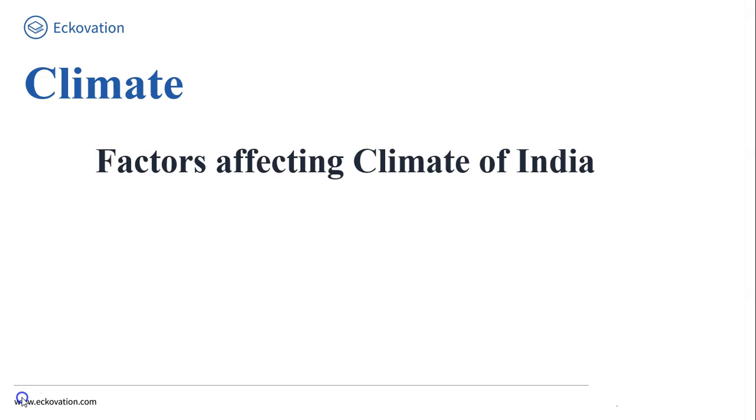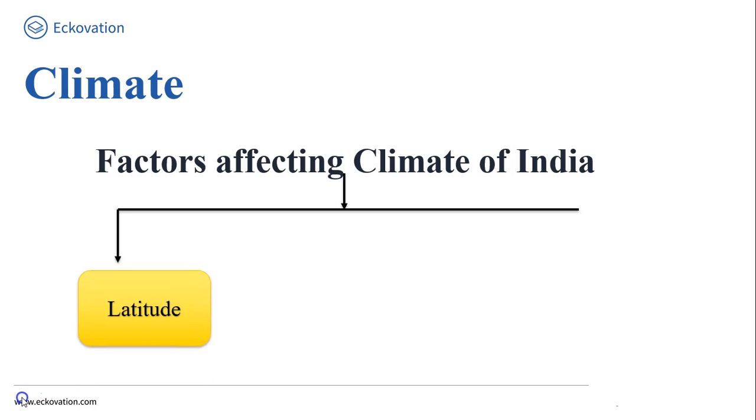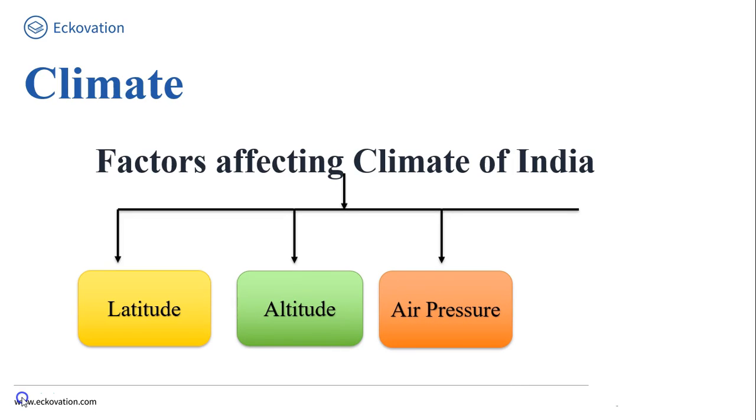My dear friends, when we talk about factors affecting climate of India, then there are basically four factors which affect the climate of India. The very first is latitude, second is altitude, third is air pressure, and fourth is wind. Now friends, let's move ahead and we will discuss each and every factor in detail.